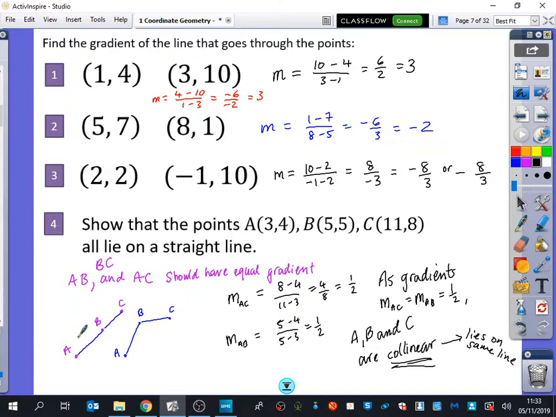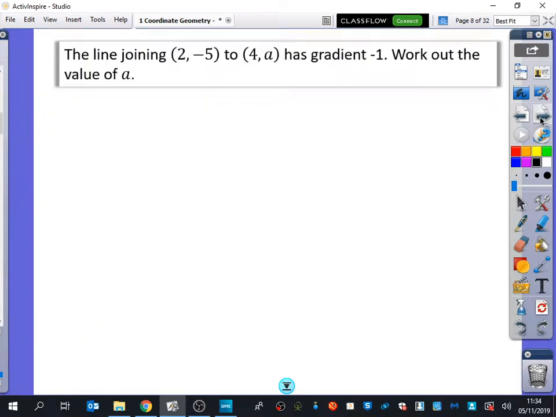Okay, so keeping going at the very high speed that we're doing here, we'll do one quick example where you don't have the coordinates. This time you're told what the gradient is. So it says the line joining (2, -5) to (4, a) has gradient -1. Work out the value of a.